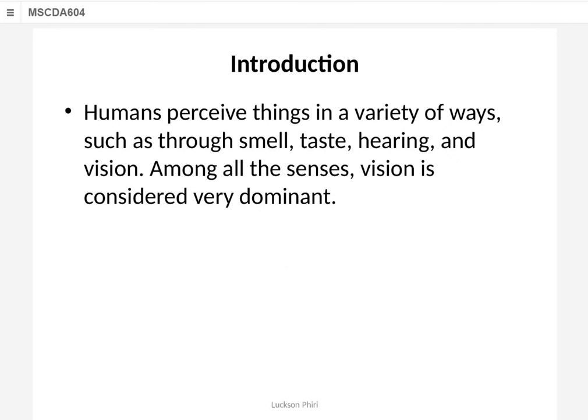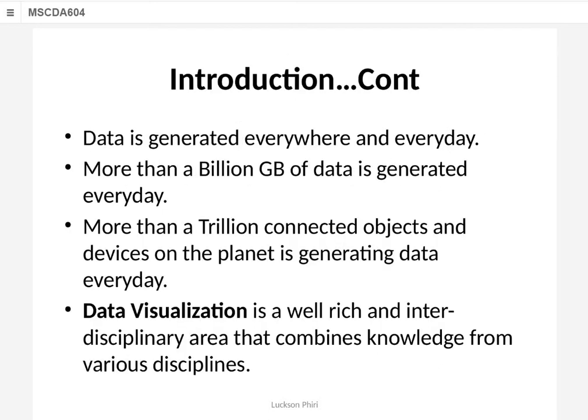Okay, so we can see that humans perceive things in a variety of ways, and vision is considered the most dominant sense when perceiving things. What we see is what we are able to act upon very quickly.